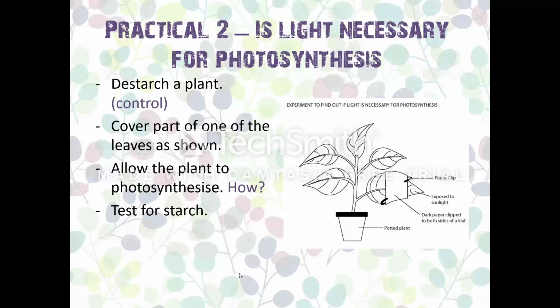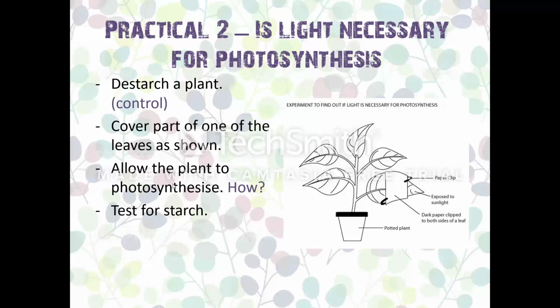Then I'm going to take one of the leaves from this plant and cover part of that leaf with tinfoil. So here you can see what they've done here. I'm going to cover the part of the leaf with tinfoil and leave another part of the leaf exposed to sunlight. I'm then, step 3, going to allow the plant to photosynthesize. How am I going to do that? By putting the plant in sunlight. Okay, I'm testing sunlight, so I can't now put it into a dark cupboard. I've got to put it into sunlight to be able to expose it to the factor I'm trying to test.